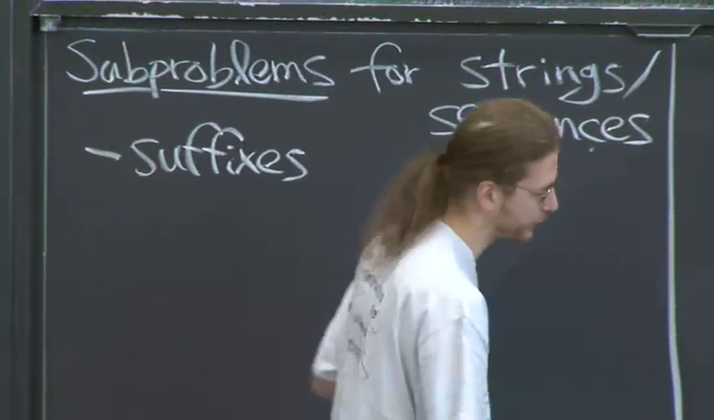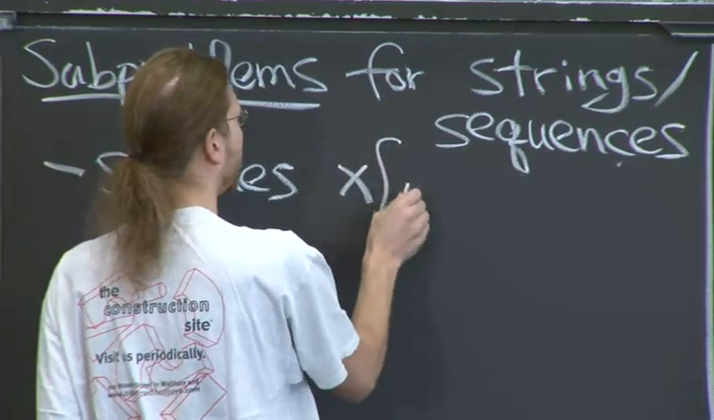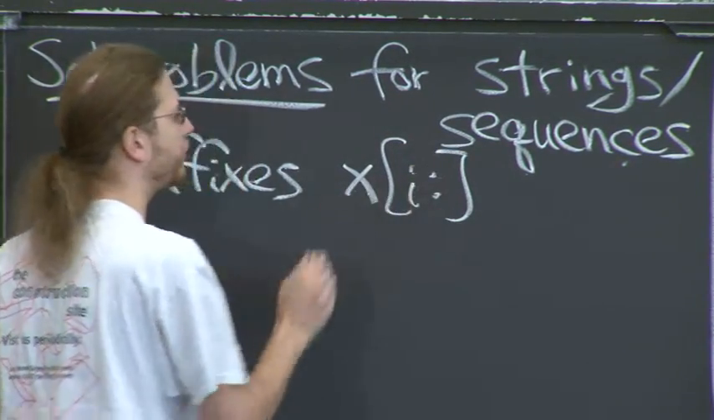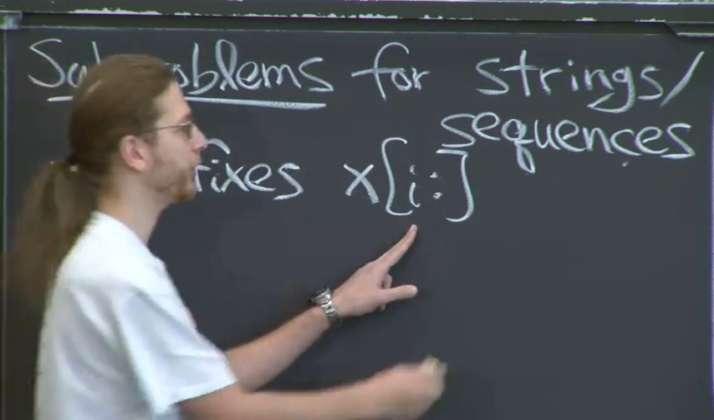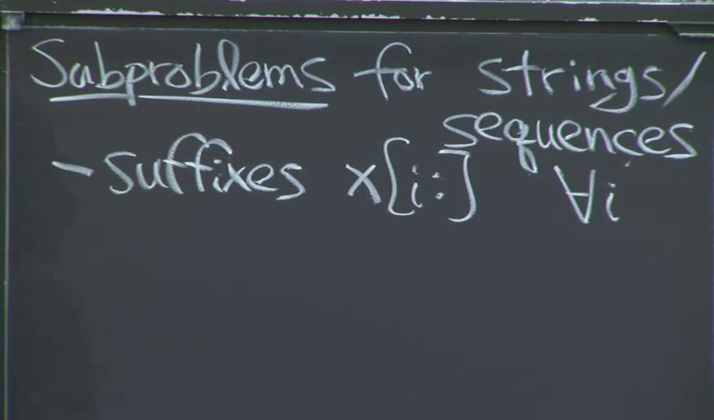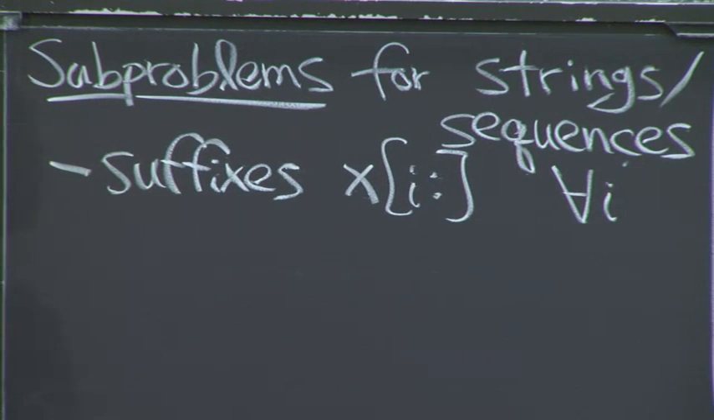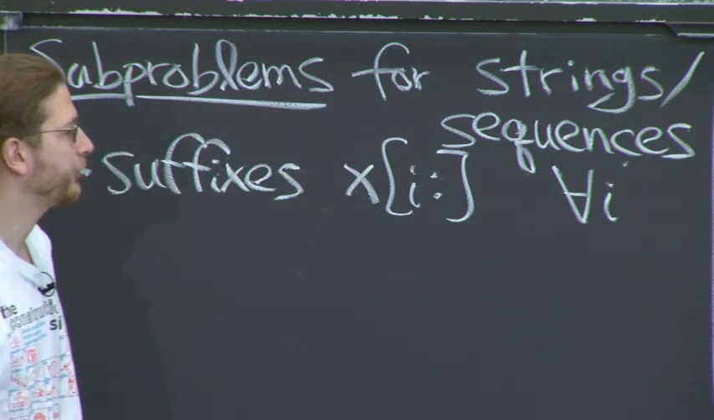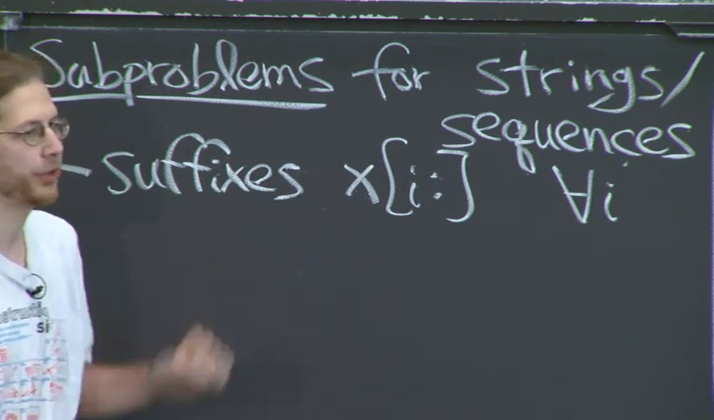Call it x, the suffixes of x, as our subproblems. If x was our sequence, we did all the suffixes, i equals 0 up to the length of the thing. So there are about n plus 1 such subproblems. This is good. Not very many of them.